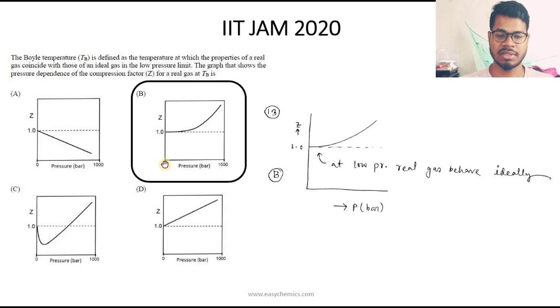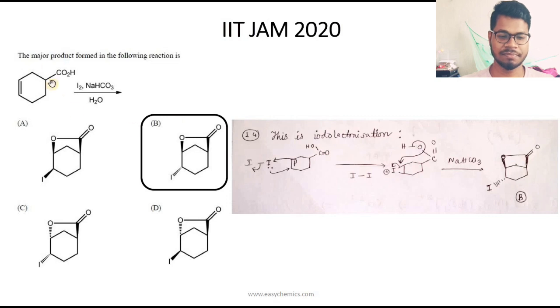The x-axis denotes the pressure. At the low pressure region, only this graph will coincide with the dotted line. That means this graph will show ideal behavior in the low pressure region. That's why answer B is correct: at low pressure, real gas behaves ideally. That is what is given in the question. The answer is given in the question paper, so you just have to be a little bit smart to answer this kind of question.